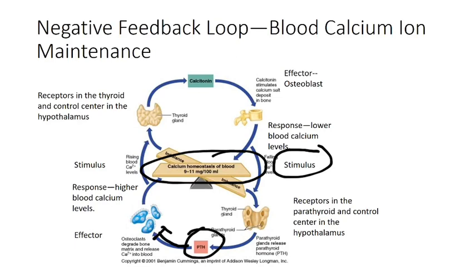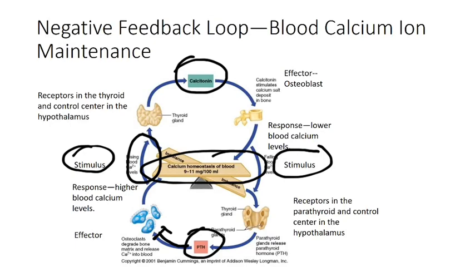The opposite can also be true. So let's say that blood calcium levels are rising. That's a stimulus. That stimulus is picked up by receptors in the thyroid gland in this case, which is also in the throat area. The message is sent on to control centers in the hypothalamus. The thyroid is eventually stimulated to release a hormone called calcitonin.